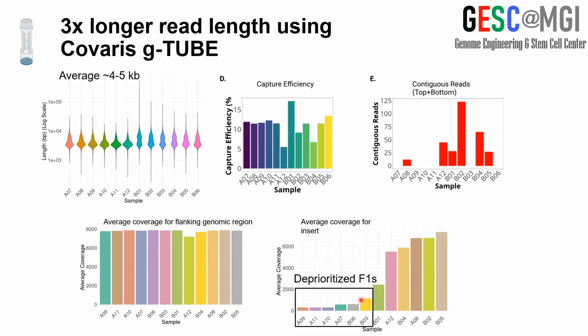In the bottom 2 panels, we look at average coverage of the flanking genomic region versus the average coverage across the insert. And what you see is that for the average coverage of the flanking genomic region, we are seeing high read depth, suggesting that we're able to target and capture the region of interest quite efficiently. However, not all animals have that insert. And in fact, the animals that are prioritized are consistent with those that have these long contiguous reads that support targeted knock-in.